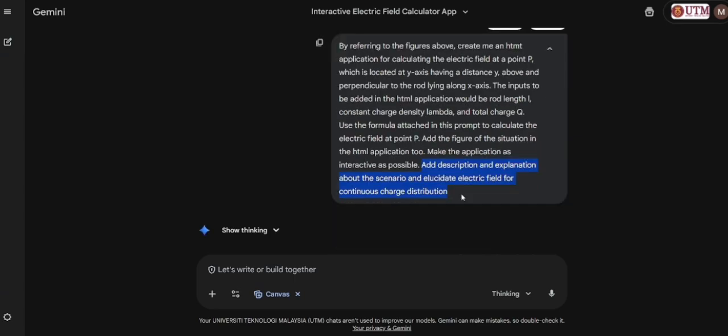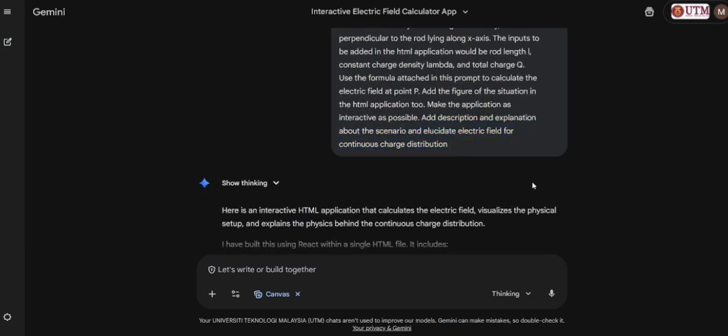The sentence instructs to include a concise theoretical explanation of the physics, which can be what a continuous distribution is and how geometry influences the result. It will allow the application to be not only a calculator, but also educational. So we have described the prompt used to generate the HTML application.